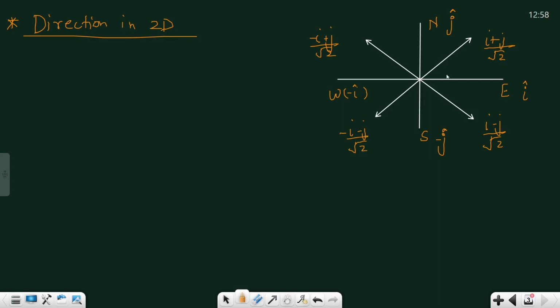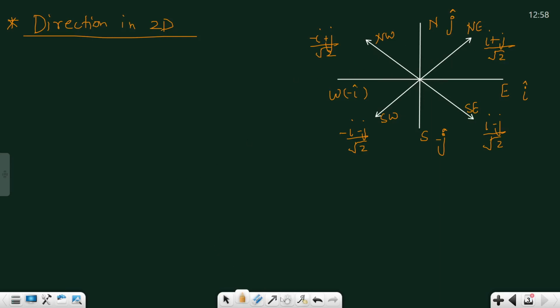You might not understand yet how this comes about; I will explain shortly. This is northeast. This direction is northwest. This direction is southwest, and this direction is southeast. You have to find all these unit vectors. Direction vector means the unit vector along a particular direction. The unit vector along a particular direction, we call it a direction vector.